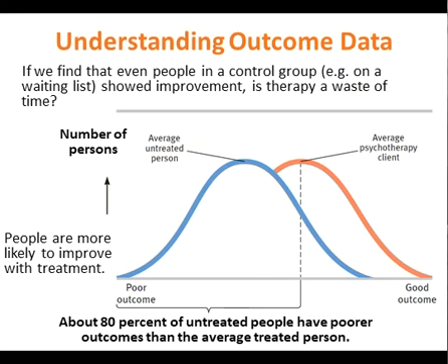So what this shows us is that overall, about 80% of untreated people have poorer outcomes than the average treated person. But we do tend to see that people are more likely to improve overall in time, but they're going to be greatly more likely to improve if they're seeking therapy, as well as a lot less likely for the problem that they're experiencing to occur again. So the benefits of therapy are there in the data.